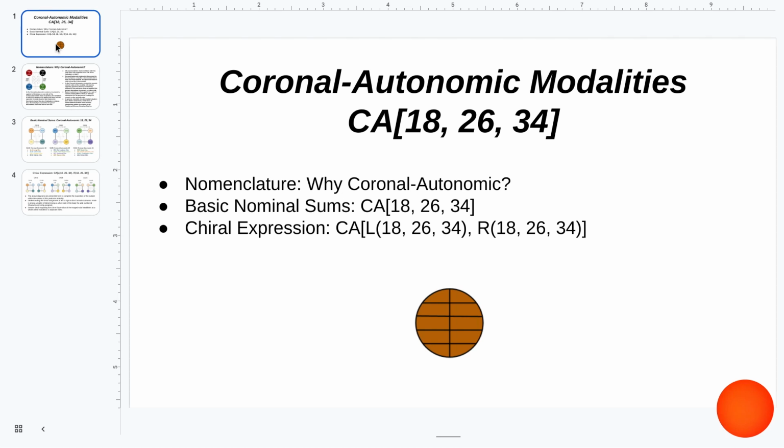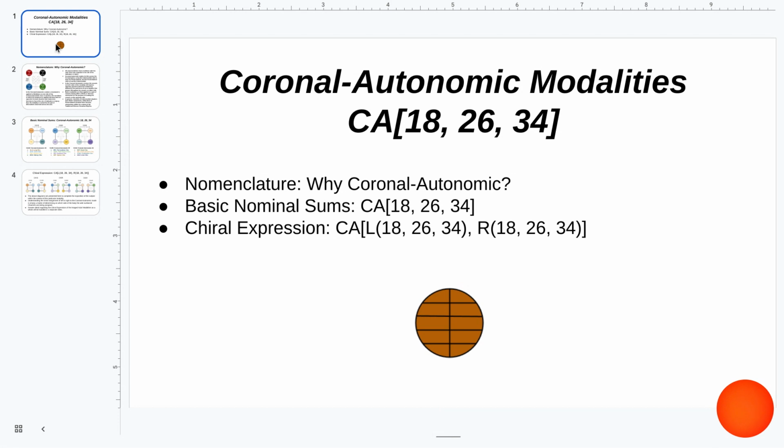Welcome to this lesson on a Western interpretation of the coronal-autonomic modalities found within the global balance method. The first slide answers the question, why is this category of global balance modalities labeled coronal-autonomic? Next, the principle of using basic nominal sums to label each individual modality within the category is covered in brief, along with a diagram of each mode and its color coding.